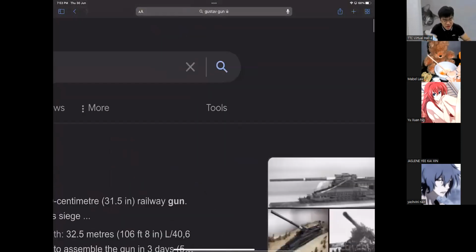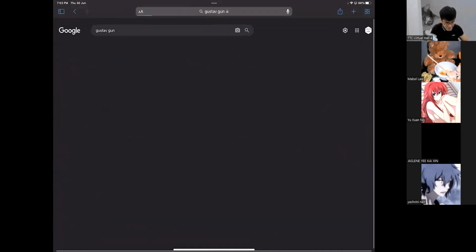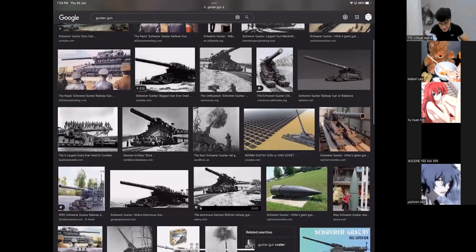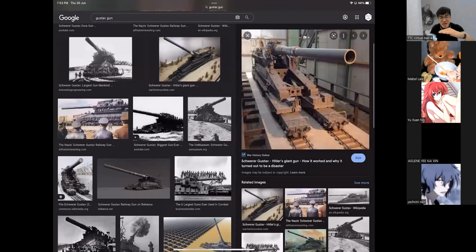And you know what's the scary part? This thing is on rails, on a train track. That means this thing can move. So imagine this thing is in action. How many people are going to die? All right, so this is the Gustav gun.